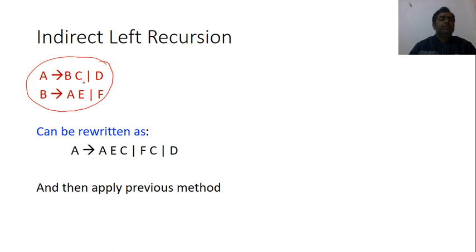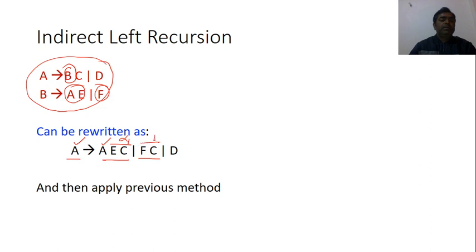But this grammar can be rewritten as, if I just put in place of B, you know that B can be replaced by A E or F. If I just replace this B by A E and F, now our grammar becomes A derives to A E C, and if I replace this B by F, now it becomes F C or D. Now you can see here there is a left recursion. A derives to A, this is alpha 1.